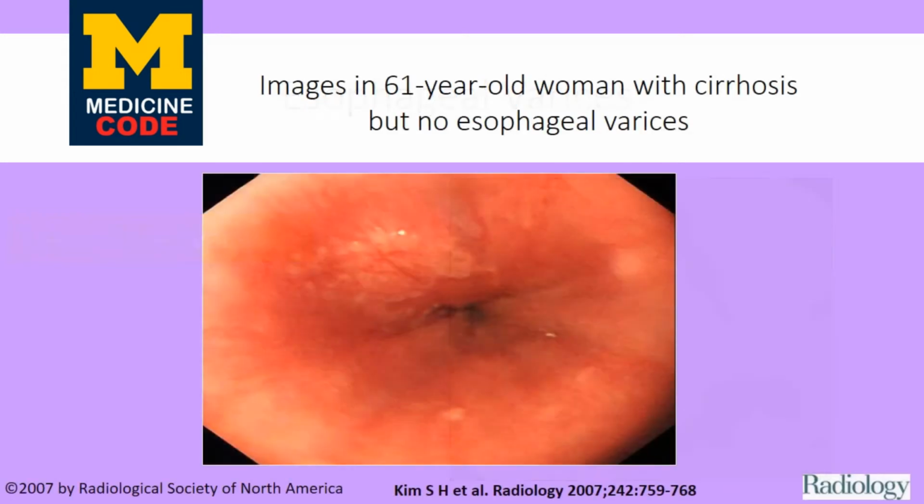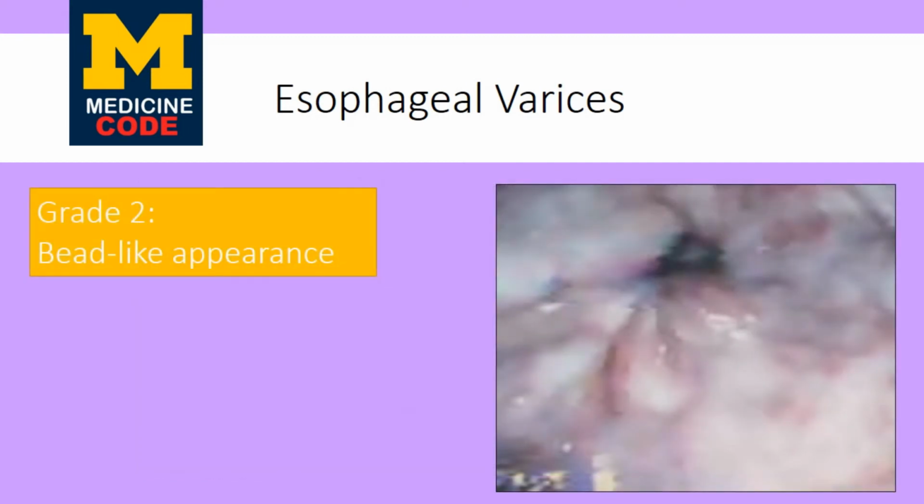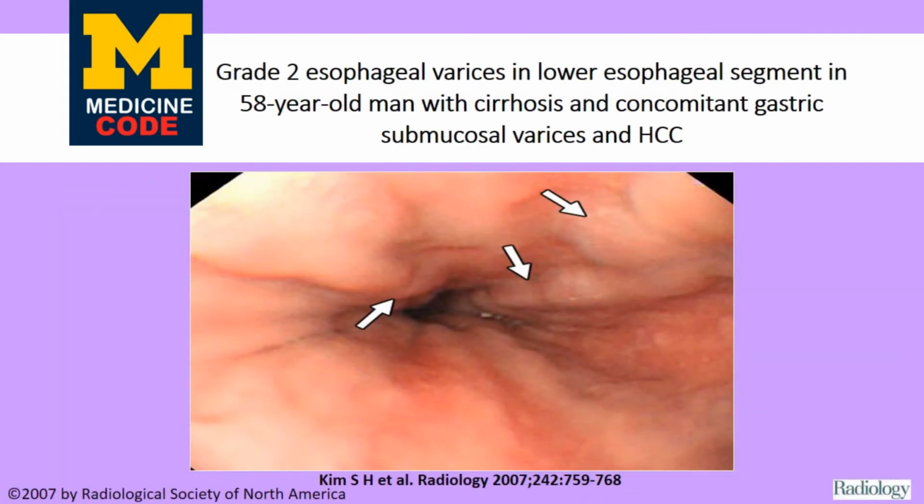This picture is of a 61-year-old woman with cirrhosis but no esophageal varices. This picture shows an endoscopic image with grade 1 esophageal varices presenting with cherry red spots. Grade 2 esophageal varices have a bead-like appearance. This picture shows grade 2 esophageal varices in the lower esophageal segment in a 58-year-old man with liver cirrhosis and concomitant gastric submucosal varices and hepatocellular cancer.